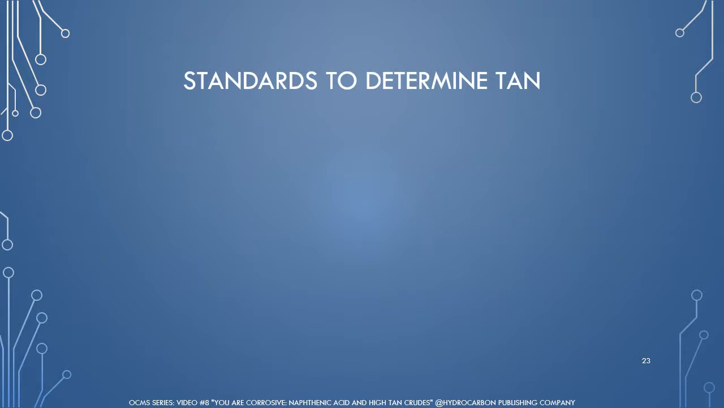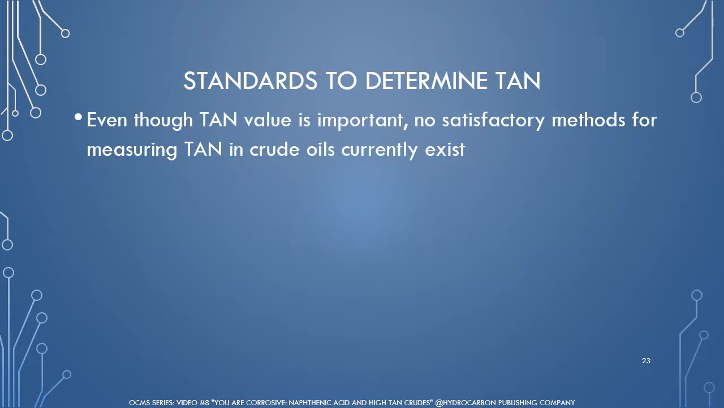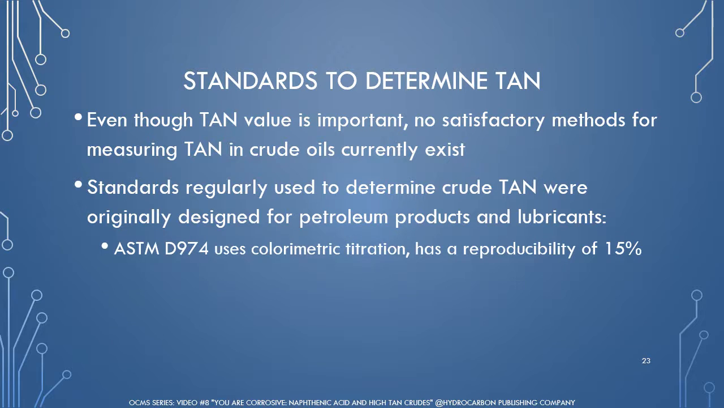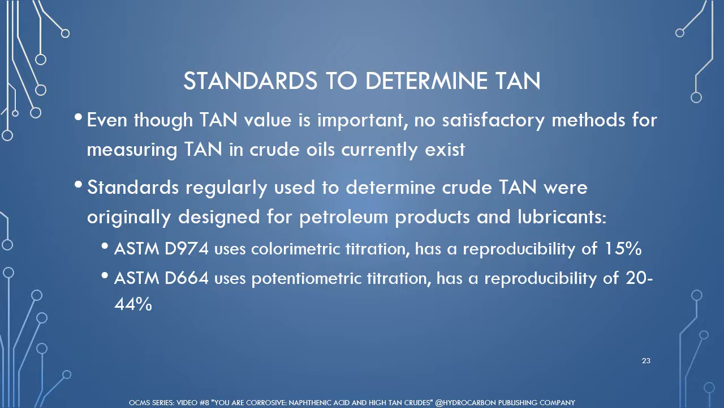Although crude acidity is an important issue for refiners and TAN is widely used to denote relative levels of acidity, there are currently no satisfactory test methods for determining this quantity for crude oils. Two standards, which are regularly applied for crude oils, were intended for use for petroleum products and lubricants. ASTM D974 uses colorimetric titration and has a reproducibility of 15%. ASTM D664 uses potentiometric titration and has a reproducibility of 20 to 44%.